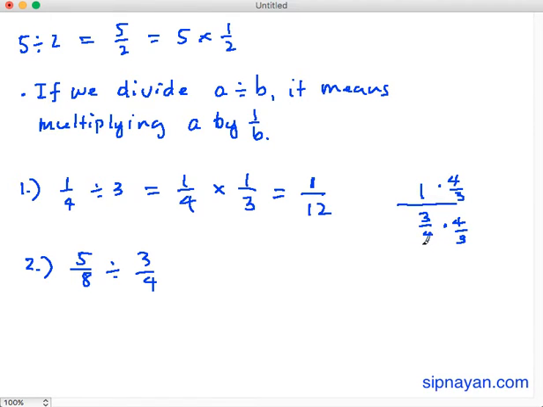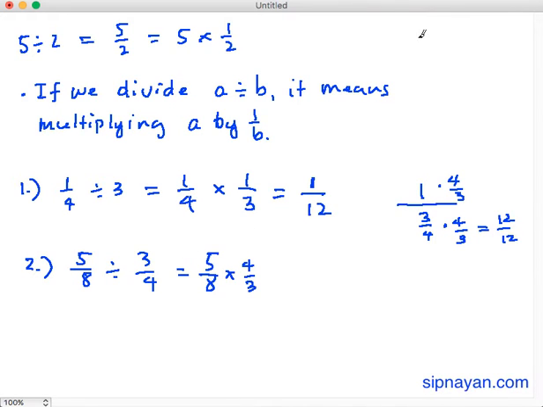Naalala niyo yung cancellation natin sa multiplication of fractions? Pwede tayo mag-cancel. Or kaya, pwede natin i-multiply yung both the numerator at denominator, magiging 12 over 12, which is 1. So, wala na tayong problema dito kasi 1 na siya. Ito na lang matitira dito, 4 over 3. So, this is equal to 5 over 8 times 4 over 3. Nakita nyo, binaliktad natin yan.